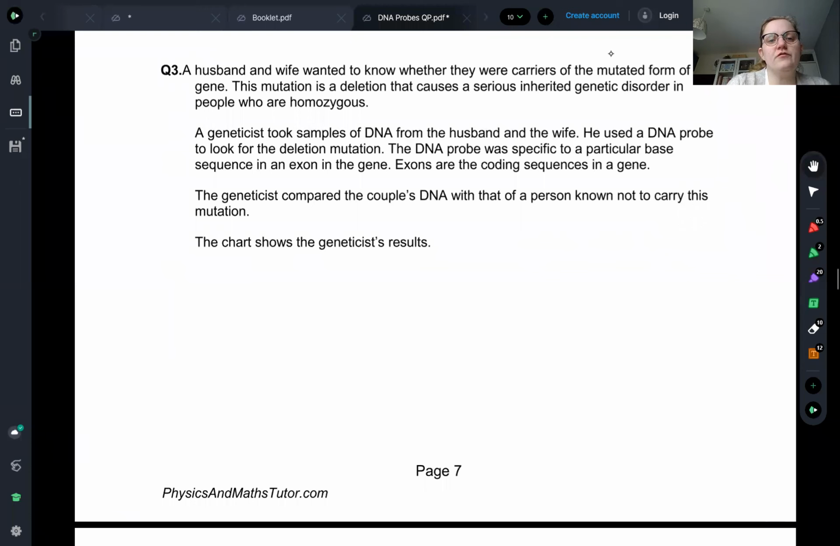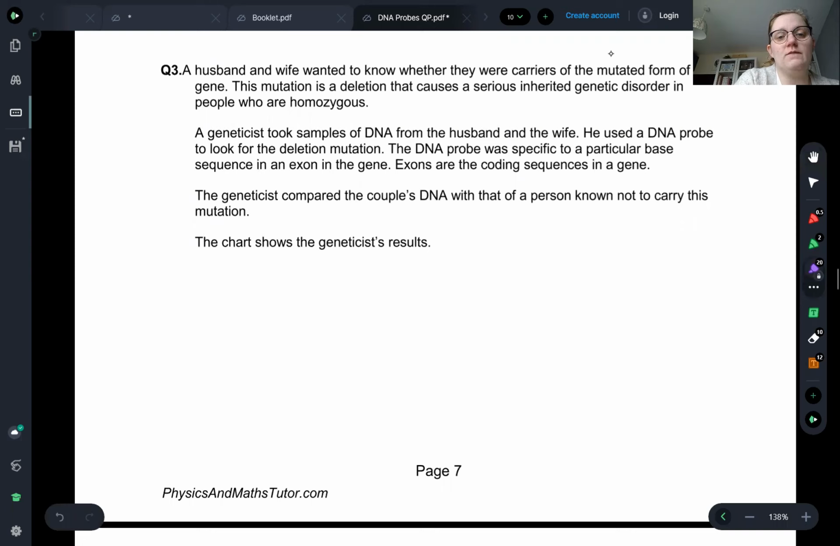We're going to look at question 3 now. In this question, a husband and wife wanted to know whether they were carriers of a mutated form of a gene. This mutation is a deletion, so that's important to note. And it causes a serious inherited genetic disorder in people who are homozygous.